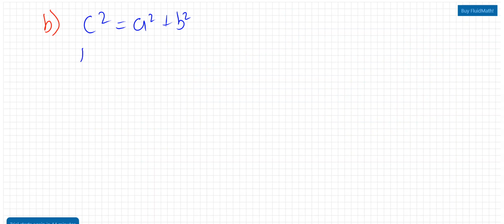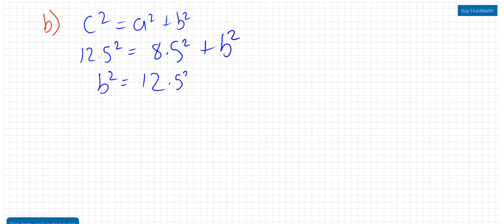So substitute our values. We have 12.5 squared is equal to 8.5 squared plus b squared. Okay, now we just solve for b. You can rewrite it if you want to, or I might just subtract it straight away. So b squared will be equal to 12.5 squared minus 8.5 squared. So the more you practice working with Pythagoras' theorem, you can actually just do quick shortcuts and not have to rearrange anything. All right, let's subtract this. So we end up with b squared is equal to 84, is what we end up with.